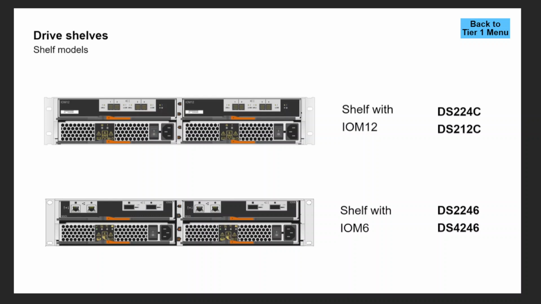Examples of drive shelves that use IOM 12 modules are the DS224C shelf and the DS212C shelf. IOM 6 modules are used in the DS2246 and DS4246 shelves.